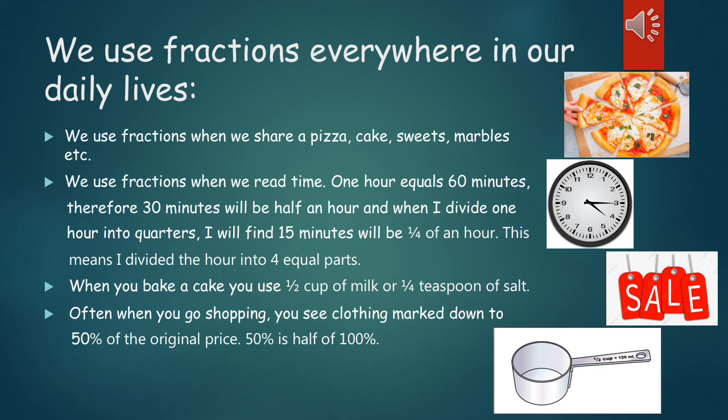1 hour equals 60 minutes. Therefore, 30 minutes will be half an hour, and when I divide 1 hour into quarters, I will find 15 minutes will be quarter of an hour. This means I divided the hour into 4 equal parts.